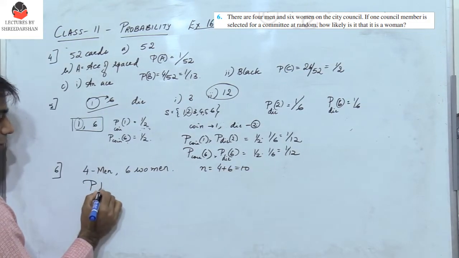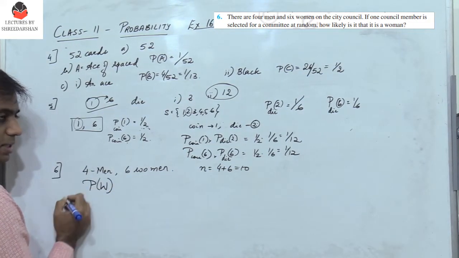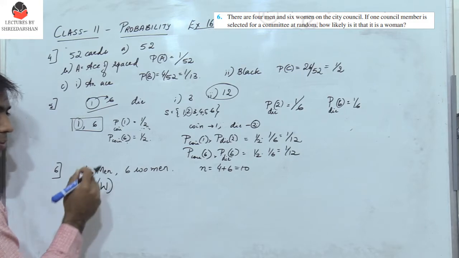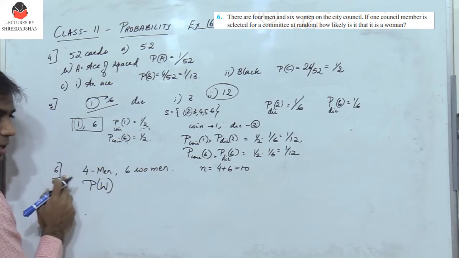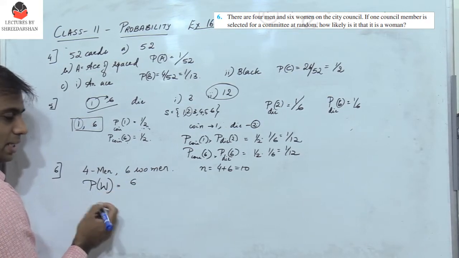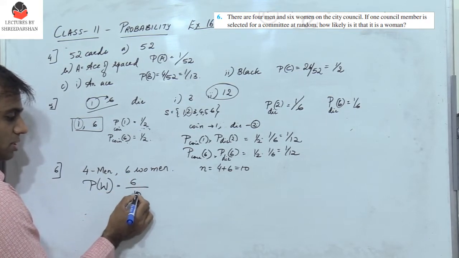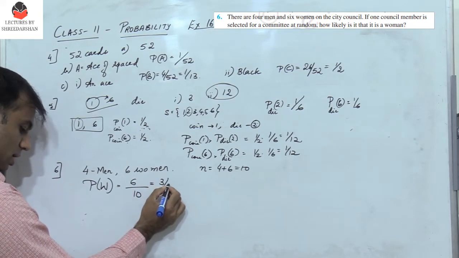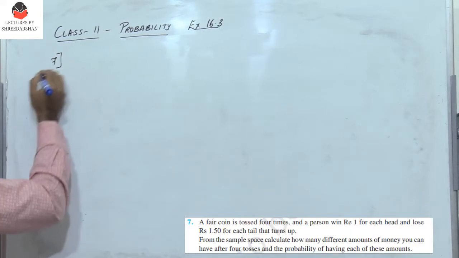So probability that a woman is selected among these 10 is number of favorable outcomes. So there are 6 ladies here and the total number is 10. So it is 3 by 5. The 7th one is very interesting.